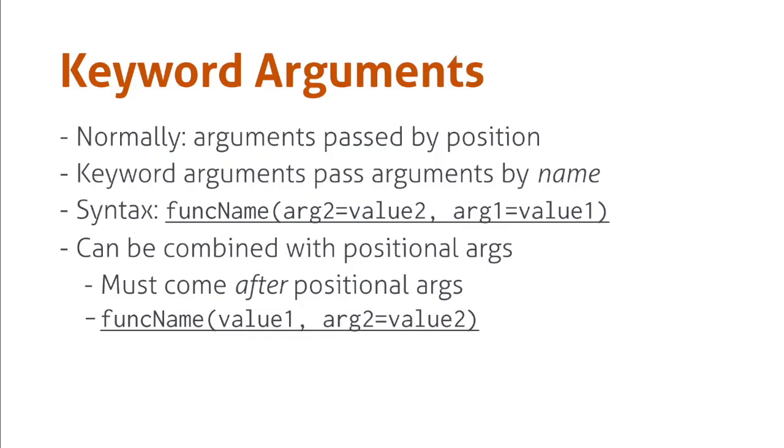Normally, when we call a function, arguments are passed in by position, meaning that the first argument we supply is passed into the first argument in the function definition, the second into the second, and so on. Keyword arguments allow us to pass in arguments by name. Now, when we call our function, we can specify argument names and values by putting the name of the argument, and then equals, and then the value of that argument.